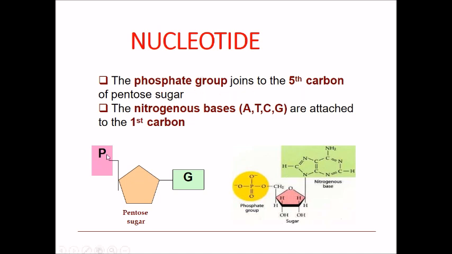So for the phosphate group, as I mentioned before, it attaches at the carbon number 5 of the pentose sugar. Here is number 1, 2, 3, 4, and 5. And the nitrogenous bases, ATGC, is for DNA: adenine, thymine, cytosine, guanine. They attach at the carbon number 1. For RNA, they have adenine, uracil, cytosine, and guanine. So they do not have thymine in RNA. Thymine can only be found in DNA.